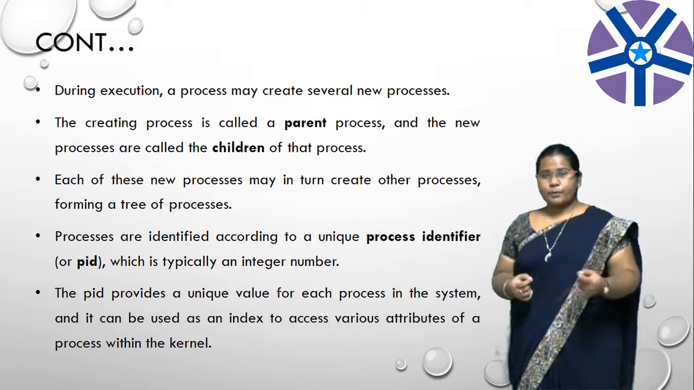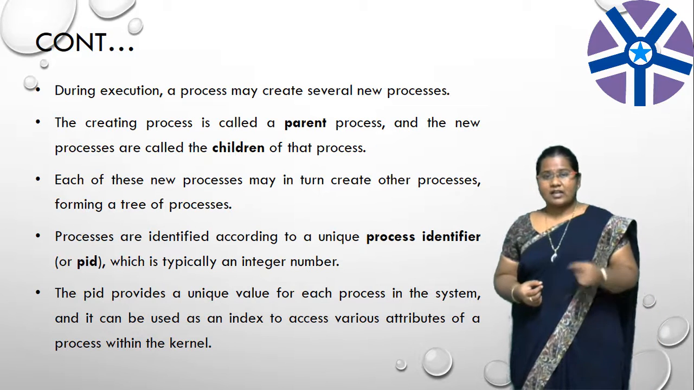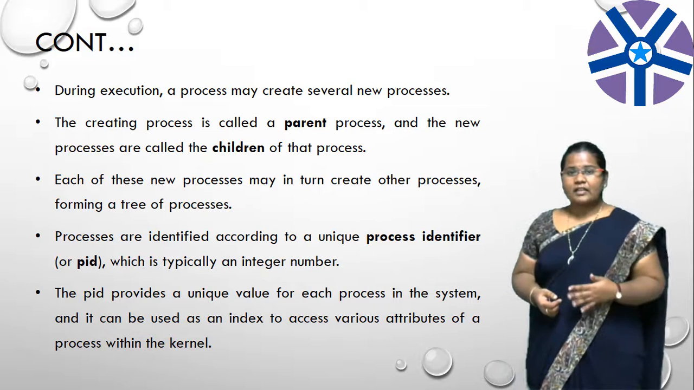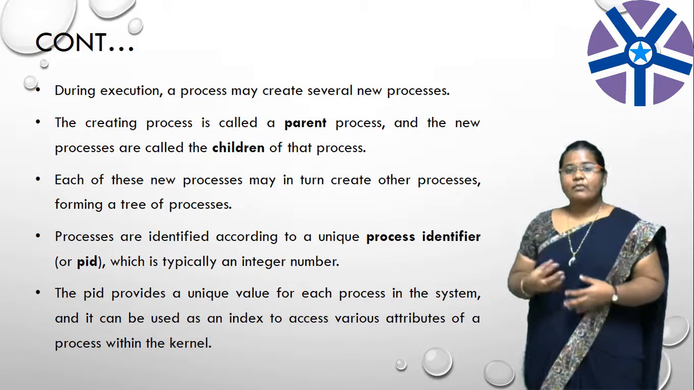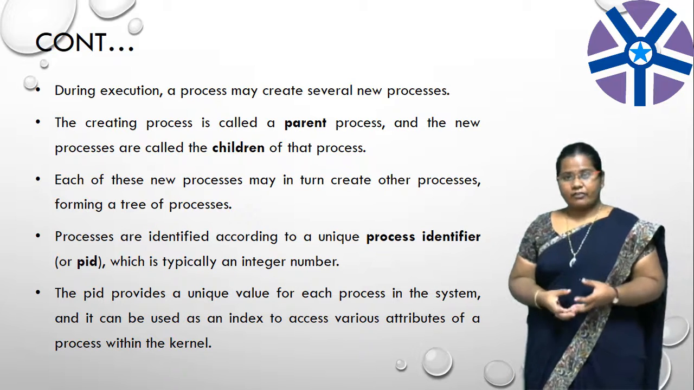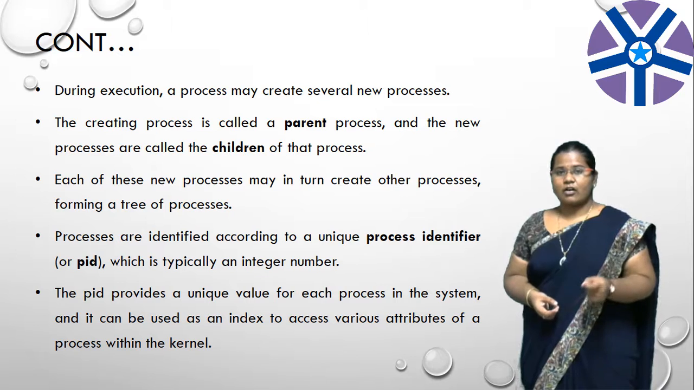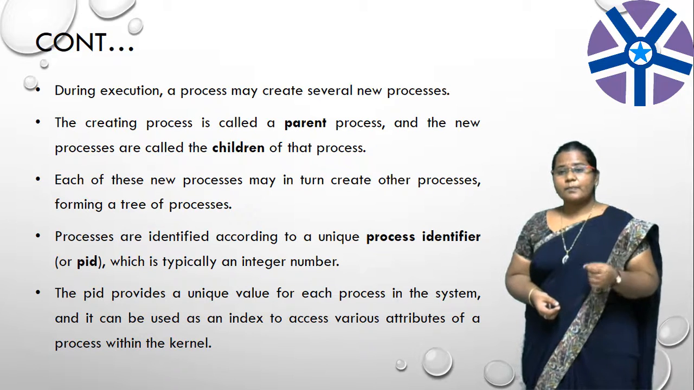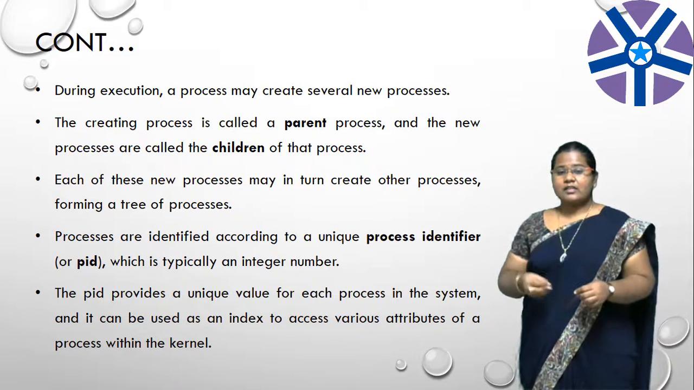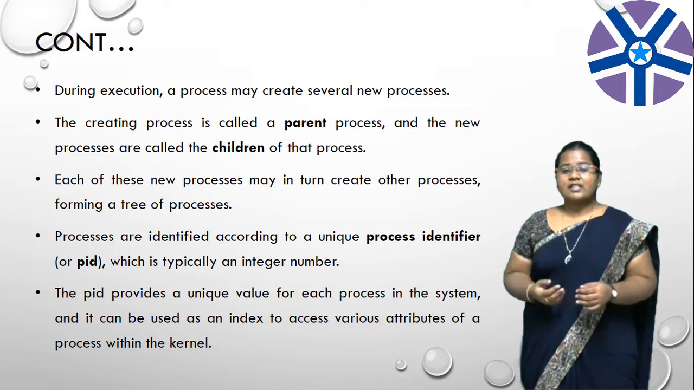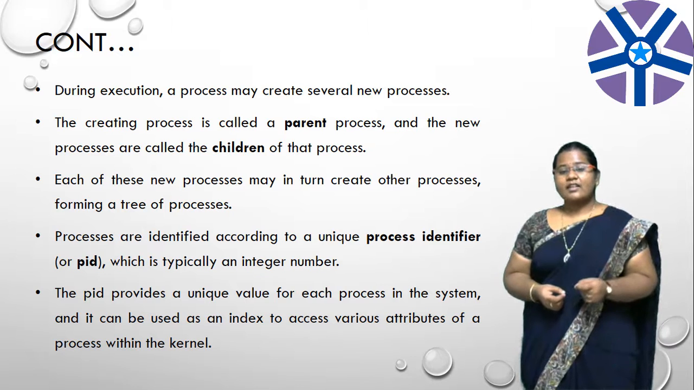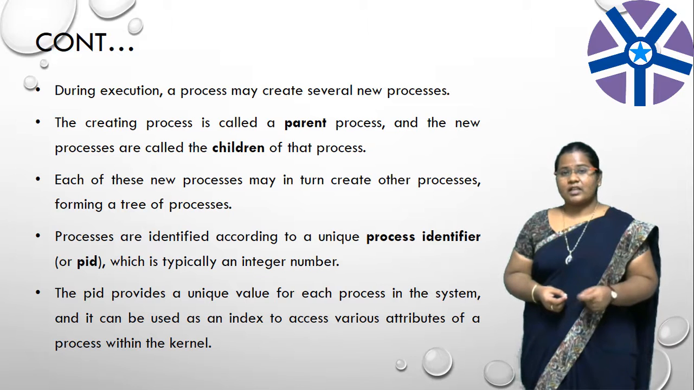Each of the child processes created by a parent process can be identified by the operating system with an identification number, and that identification number is called the process identifier, or in short PID, process ID. This PID is a unique value for each process in the system, and it can be used as an index to access various attributes of a process within the kernel.